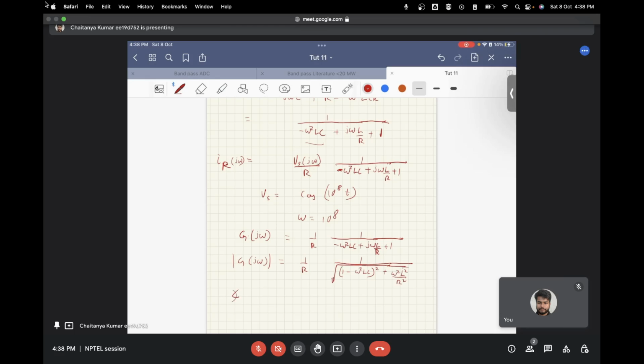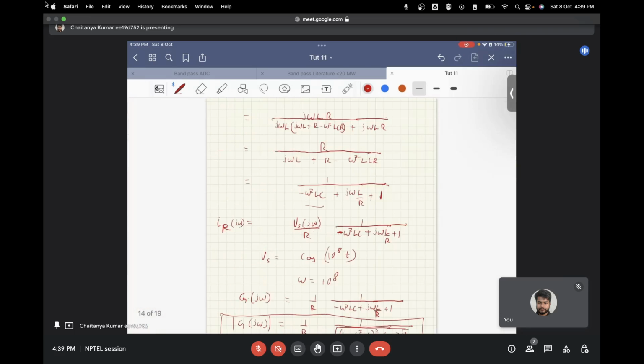And what is the phase? The phase of a pole, you can calculate as follows. Phase of G of j omega: since the complex term is in the denominator, you have a minus of tan inverse of the imaginary part, that is omega L by R, divided by the real part, that is 1 minus omega square LC. So these two equations you have. Now we substitute the values of L, C, R and omega to find the magnitude and phase shift in the current equation.